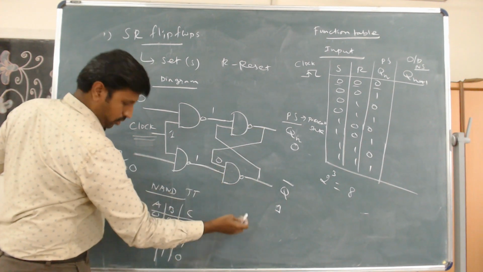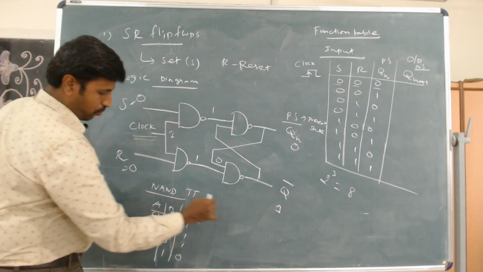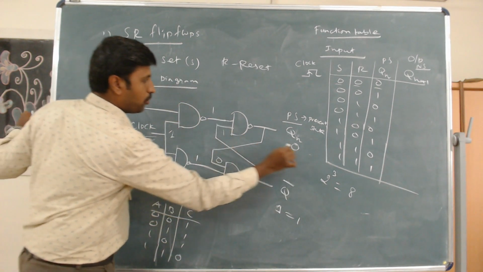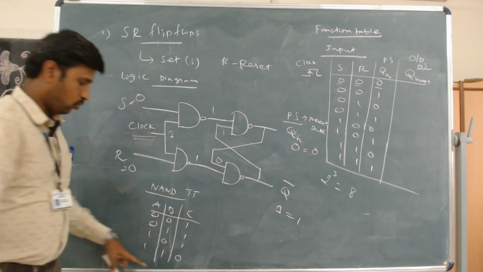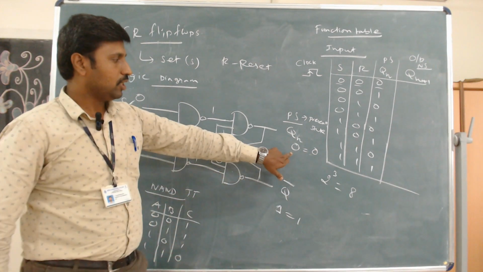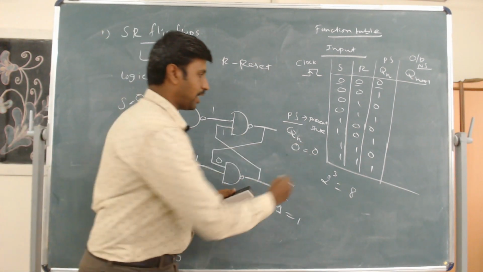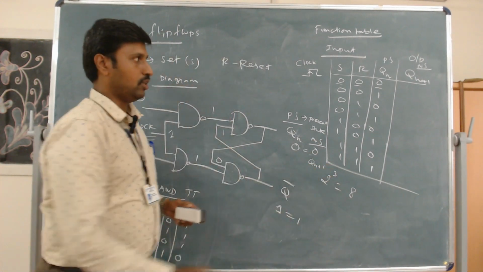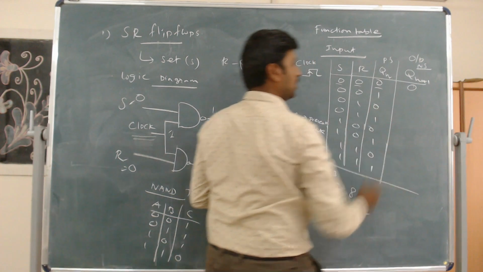The feedback input will be 0 and 1. What will be the output? 0 1 gives output 1. This 1 is fed back here, so 1 1 gives output 0. So when I assume the present state is 0, the next state, Q of N plus 1, will be 0. This is what I am mentioning here: 0.